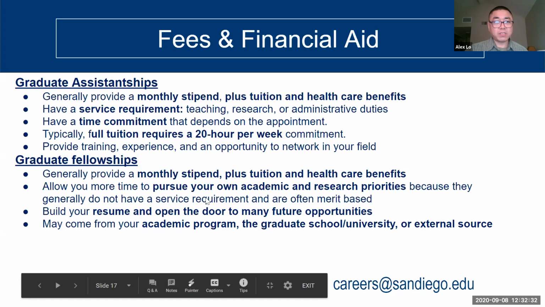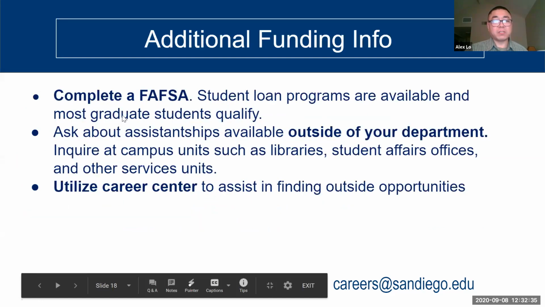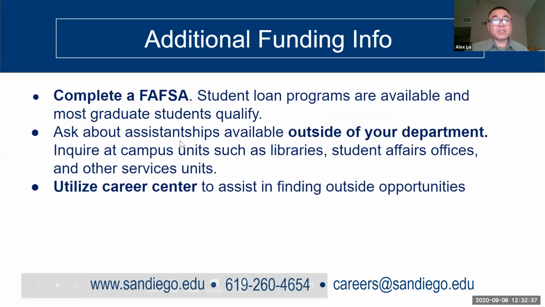Let me see, the next page is about additional funding. Okay, FAFSA for student loan. Ask about assistantships available outside your department. Ask the library, student affairs office, or career center to see if they have a list of scholarships available for their students.